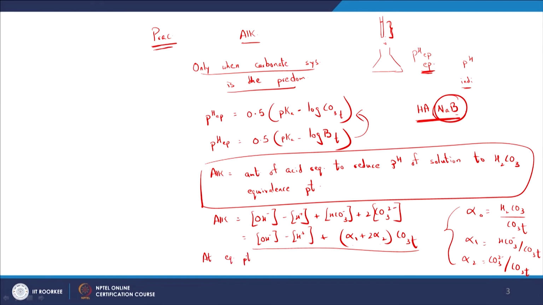But we know that at the equivalence point, what do we know? The alkalinity is equal to 0. So, let us plug this in here please. So, the alkalinity is equal to 0, is equal to what now? OH minus, H plus, plus alpha 1 plus 2 alpha 2 times CO3 total.